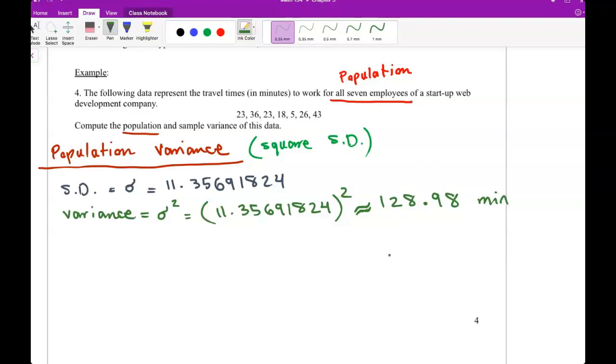Okay, now we're gonna work on sample. And for sample, standard deviation was 15.82.